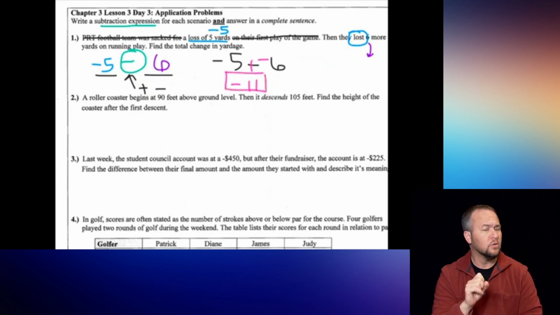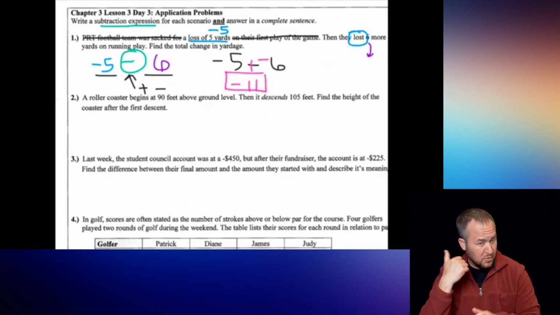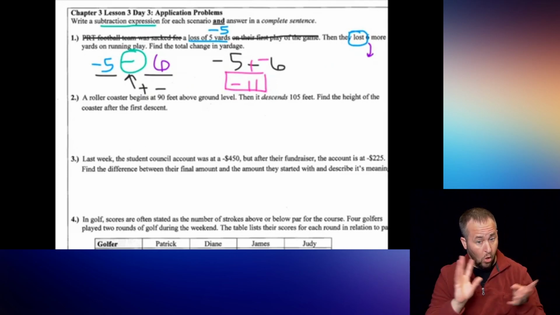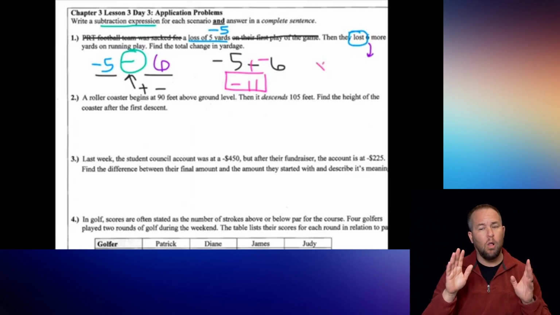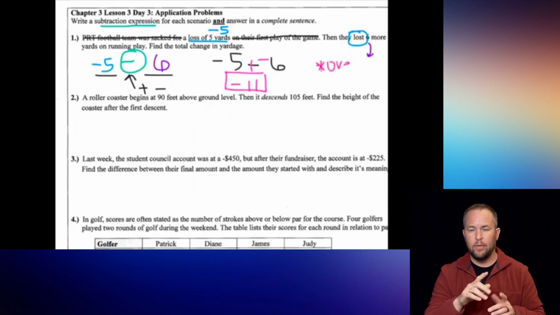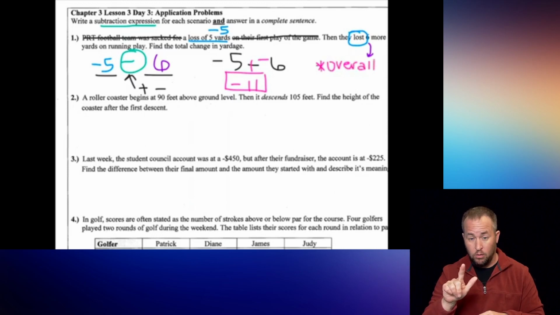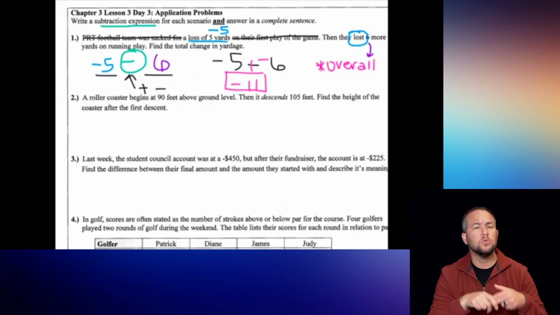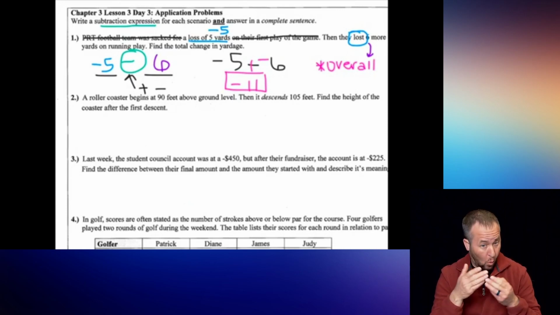So in your final answer, remember, you can't just say we have a loss of 11 yards. You have to say something about altogether or overall. Remember those buzzwords. So I'm just going to go ahead and put a star and write overall. Please do that with me. You're going to write overall because there were 2 total plays. You can't just say we were sacked for 11 yards. You have to say overall, the football team lost 11 yards.